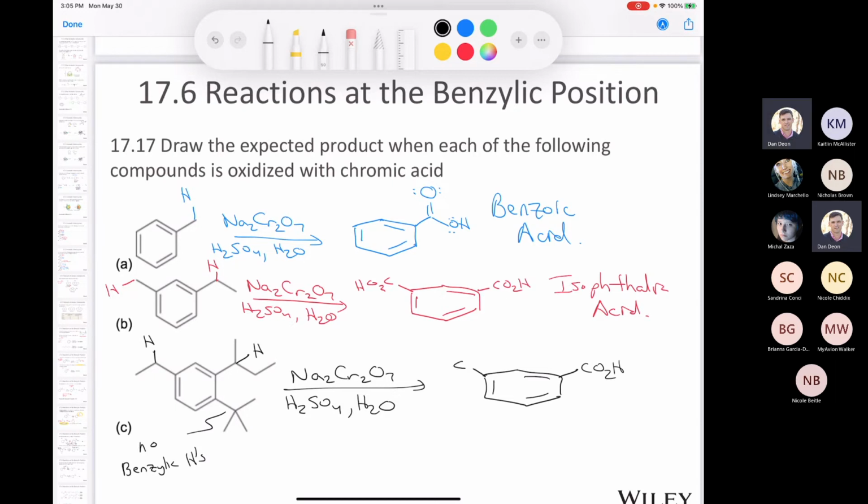We have a carboxyl group here, so two carboxylic acids. And then we have a tert-butyl group here. And there we go. So some neat new compounds.